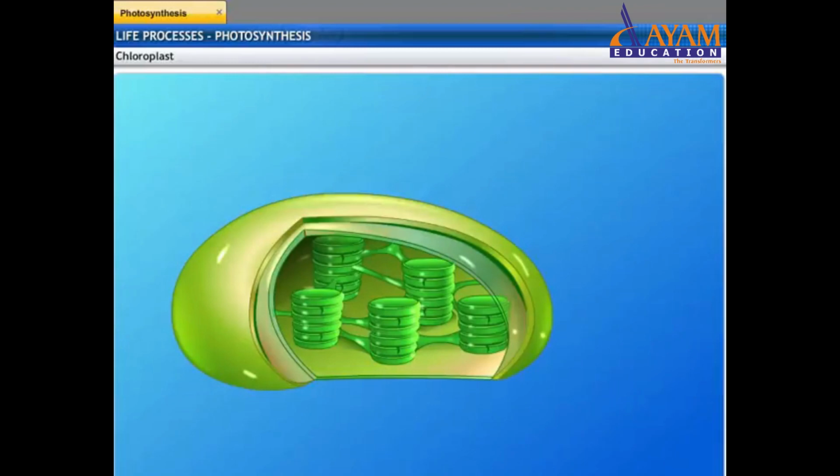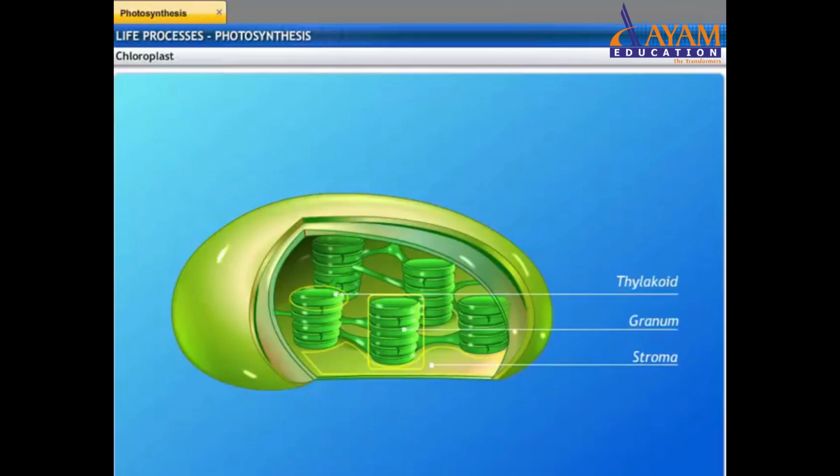Chloroplasts are bound by a double membrane. They contain closely packed, flattened sacs called thylakoids arranged in piles called granum. These granum lie in a colorless ground substance called stroma. Thylakoids contain a pigment called chlorophyll, which traps solar energy.